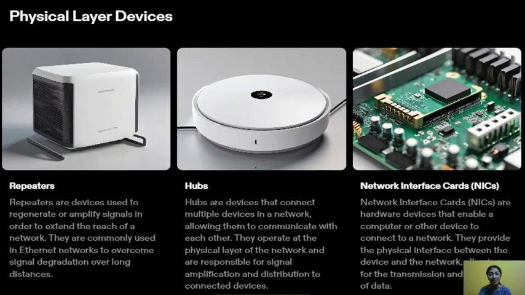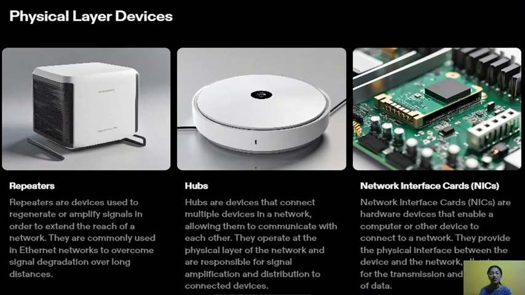What are the devices we use in the physical layer? The first one is repeaters, then hubs, and NICs, which are network interface cards. Repeaters are devices used to regenerate or amplify signals in order to extend the reach of a network. They are commonly used in Ethernet networks in order to overcome signal loss over a long distance.